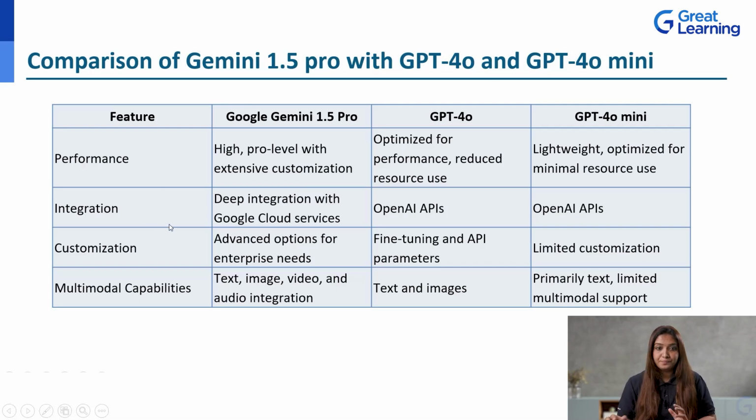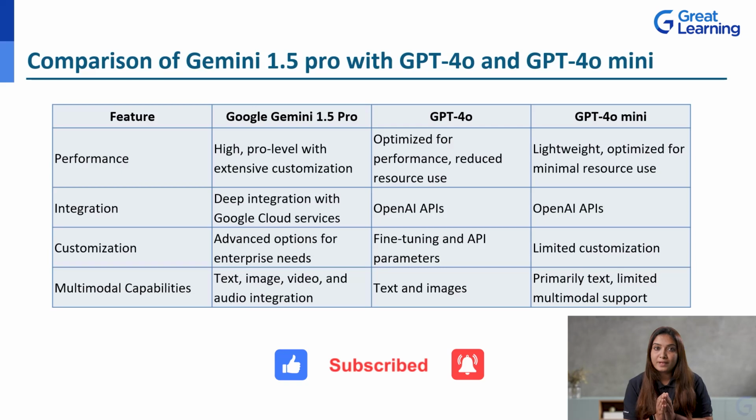Then comes integration. Here, we have deep integration with Google services actually. Whatever is present in Google Cloud, you have integration very well, as we saw how it integrates with Python Colab in Google Cloud, with the help of Gemini as well, integration of the API. So we just had a broad idea how it integrates with the products of Google on the cloud services. Then GPT has integration with OpenAI APIs, for both 4o and 4o Mini.